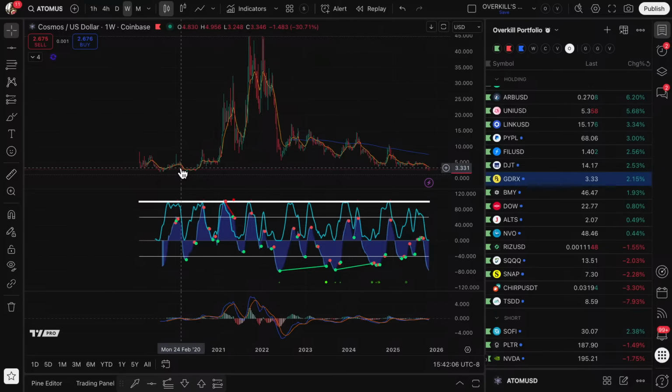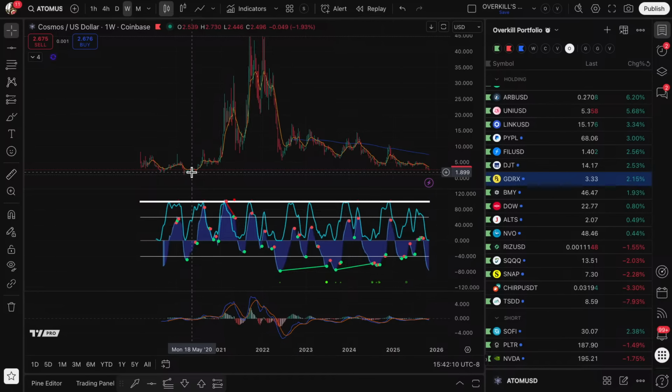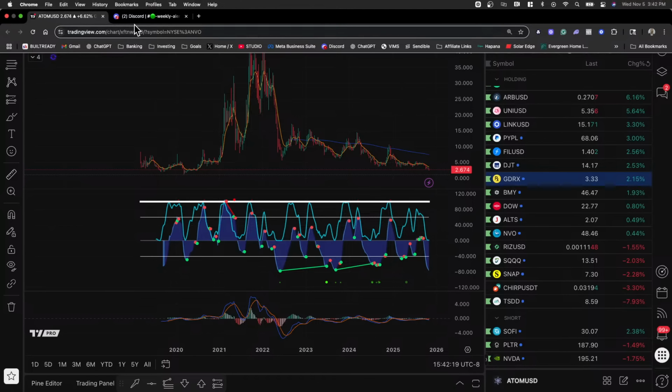This is the low from 5 years ago, guys. So everyone's saying that it's over, right? Everyone's saying, oh, it's over, it's over. We're at the 5-year low, the lowest prices in 5 years. You understand what I'm saying?